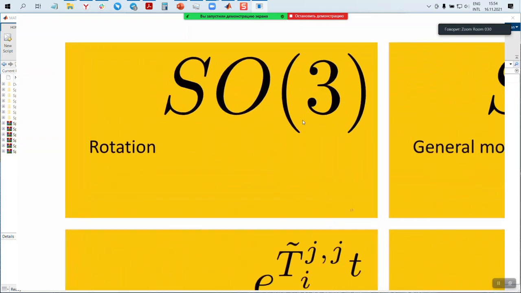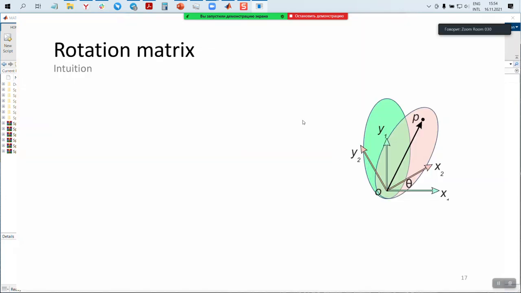All right, let us start with rotation. Rotation matrix. A rotation matrix is needed to describe the orientation of a body. So let us start with a very basic planar case, and then we proceed to the spatial case.